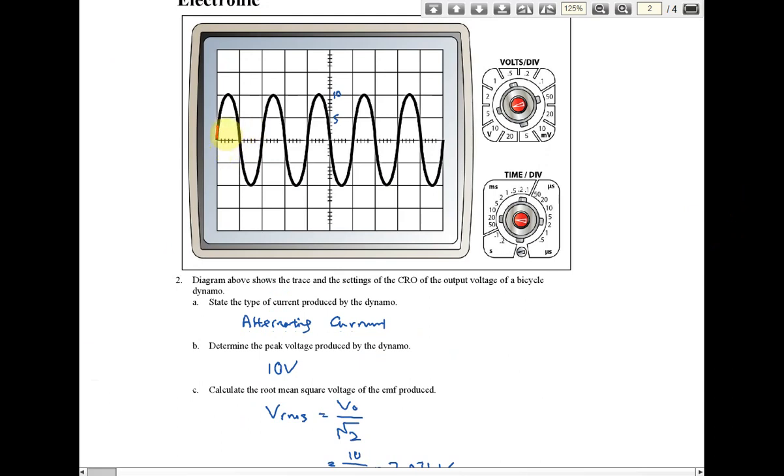A complete oscillation is from here. Okay, start from here and then go down. So this is one complete oscillation, so two divisions. Then we check the time base. The time base is set to 20 milliseconds. So 20 milliseconds, 40 milliseconds. So 20, 40. Okay, 40 milliseconds.